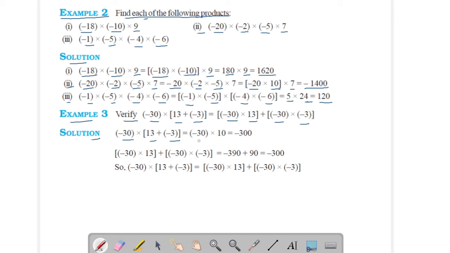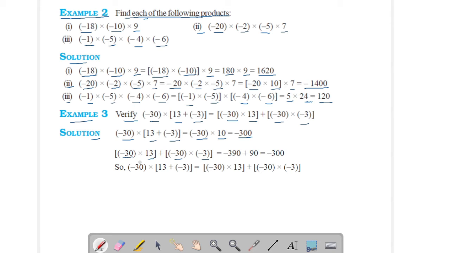Solve this, you will get minus 30 into 13 plus minus 3. If you open the bracket, it will be plus minus minus 3. That is 13 minus 3, you will get 10. Now multiply it with minus 30. Minus 30 into 10, it will be minus 300. Now take right hand side, it is within the big bracket minus 30 into 13 plus minus 30 into minus 3.